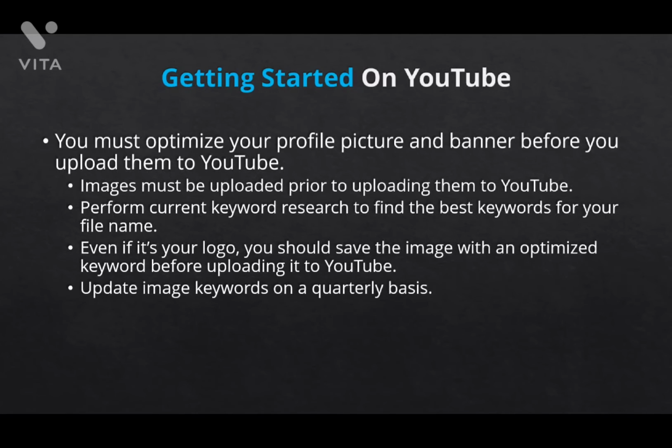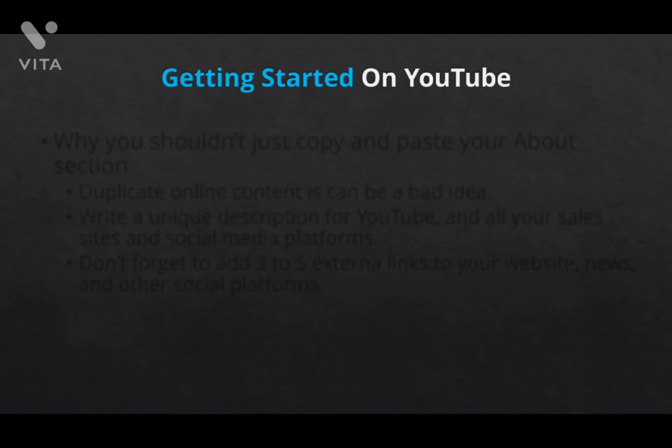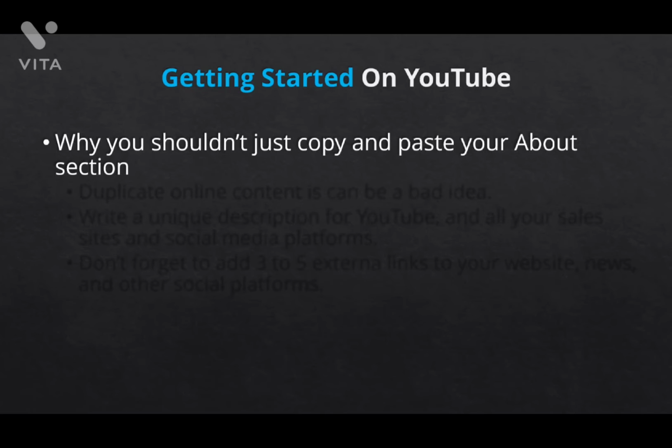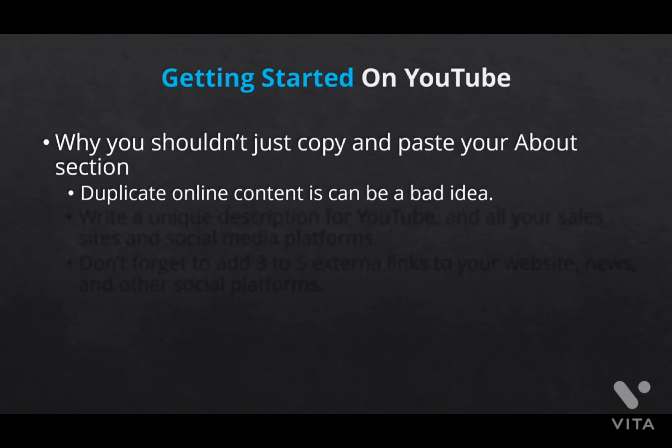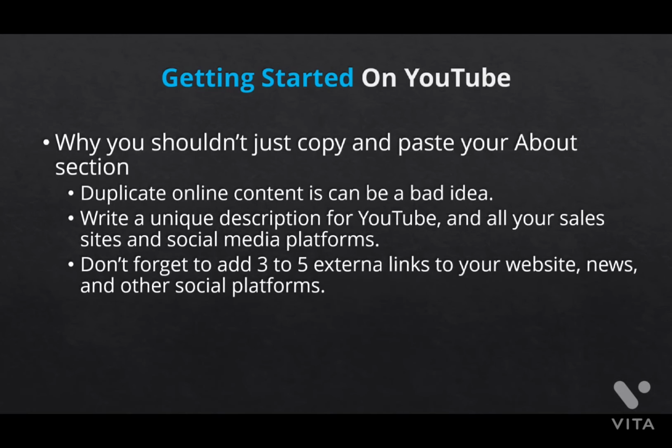Next, it's tempting to simply copy and paste the About section of your website in YouTube or your other online platforms, sales sites, and social media channels. However, it's important to write unique descriptions for each of your online descriptions. This minimizes the amount of duplicate online content, but it also ensures you have unique descriptions relevant to the purpose of each online profile. For example, your YouTube description should touch on the value you plan to add with your channel via videos, not just who your company is and what you do. Once you've written a few unique sentences or paragraphs, take the time to add the About section links to your website, other social platforms, and top trending news.